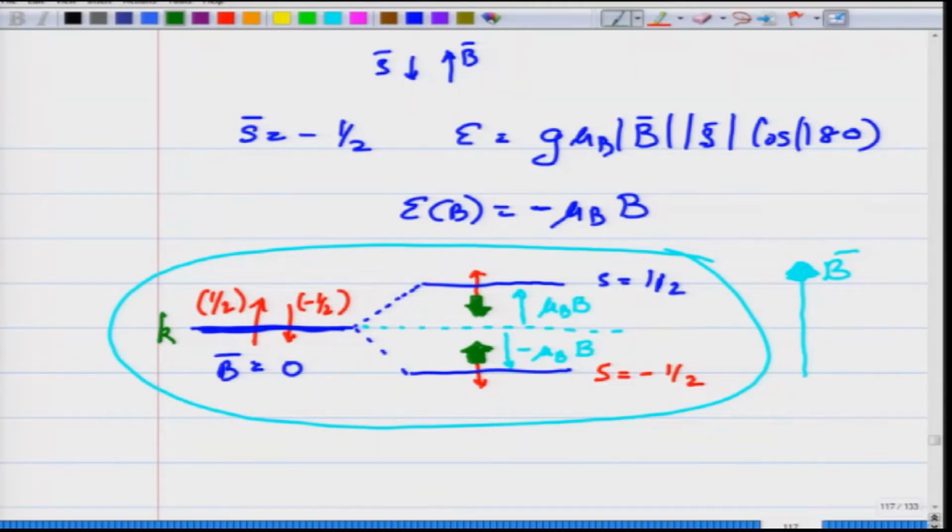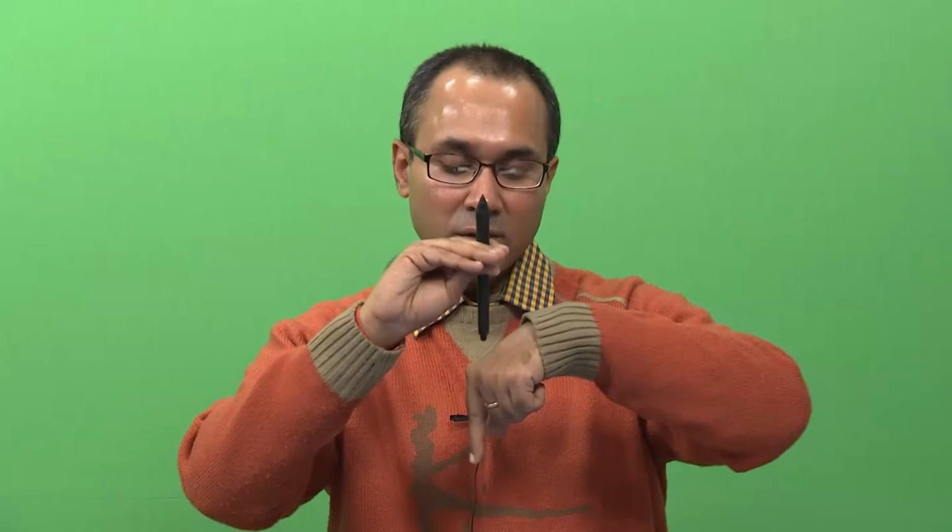But the spin up particle, its magnetic moment is oppositely aligned to the magnetic field direction. So it has a lot of energy. To maintain this configuration, it requires a lot of energy. So this is the difference that happens the moment you include the spin degree of freedom.